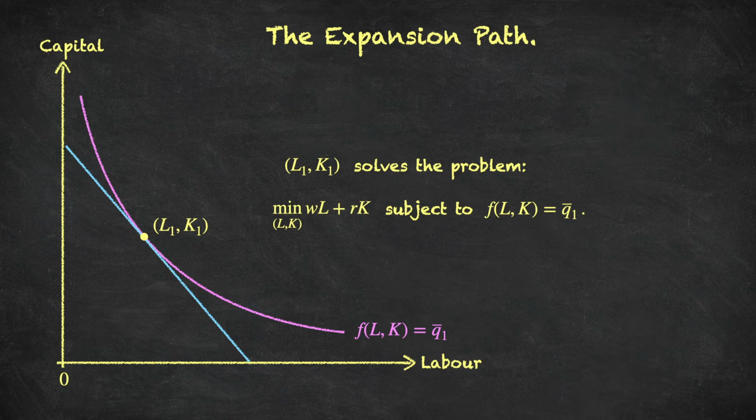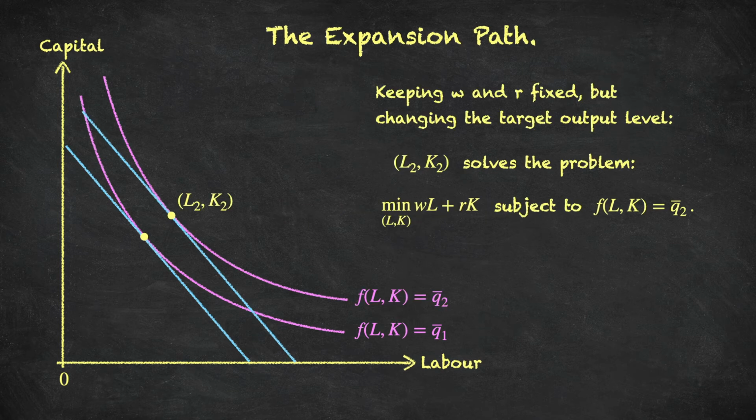Here, I've just produced a diagram of a cost minimization problem and said that L1, K1 solves the problem: minimize the cost of production subject to the condition that output is equal to Q bar 1. Okay, so this occurs at this tangency point here, marginal rate of technical substitution equals minus W over R. Now suppose I choose a different level, a different target output level. So I want to now produce Q bar 2, instead of Q bar 1. The solution to the cost minimization problem changes.